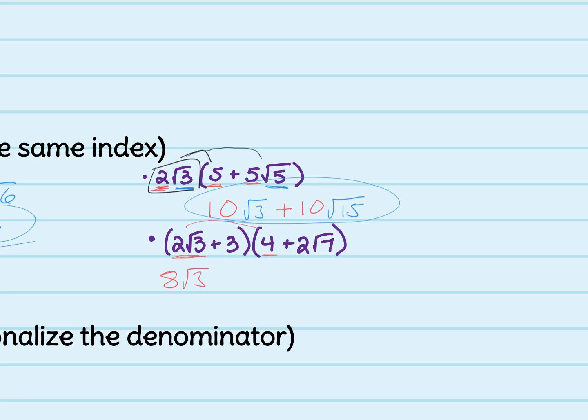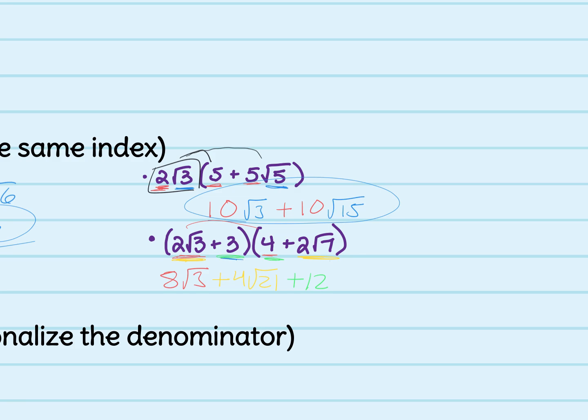All right, and now we do the outer times the outer. Right, so 2 square root of 3 times 2 square root of 7. Again, whole number times the whole number. So 2 times 2 gets you plus 4. And then radical times the radical. 3 times 7 is square root of 21. All right, and now the inner times the inner is going to be 3 times 4 is going to get you plus 12. All right, there are no radicals, so I'm going to leave it as plus 12.